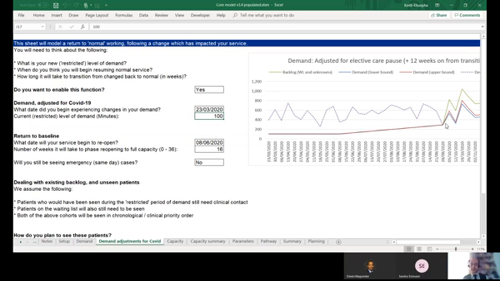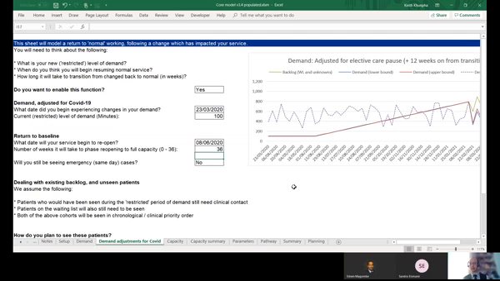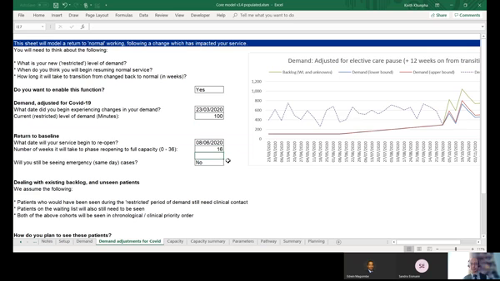So this gives us a first stab, at least, at anticipating what might be happening to our service down the line. And we can change this number to anywhere between 0 to 36 weeks. So if I put 36 weeks here, for example, you'll see it stretches out the time period quite significantly versus the 16 that was originally put in.